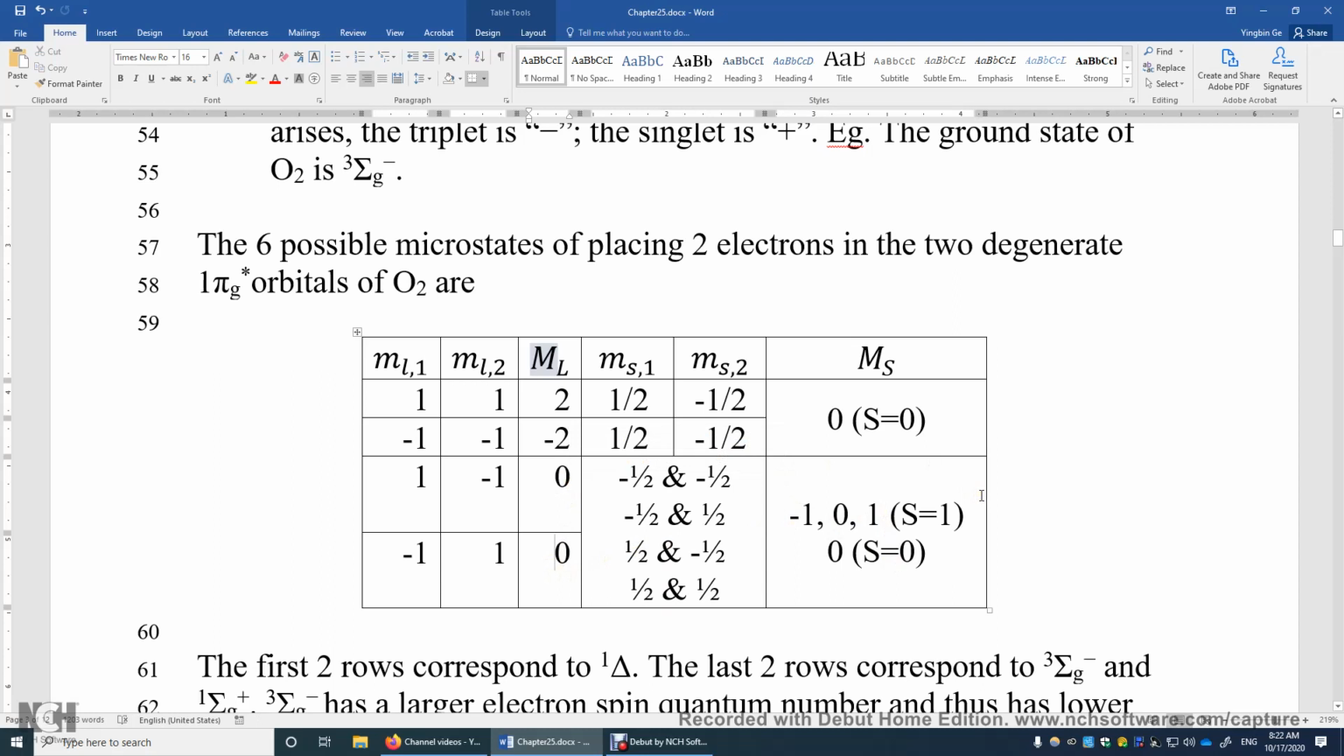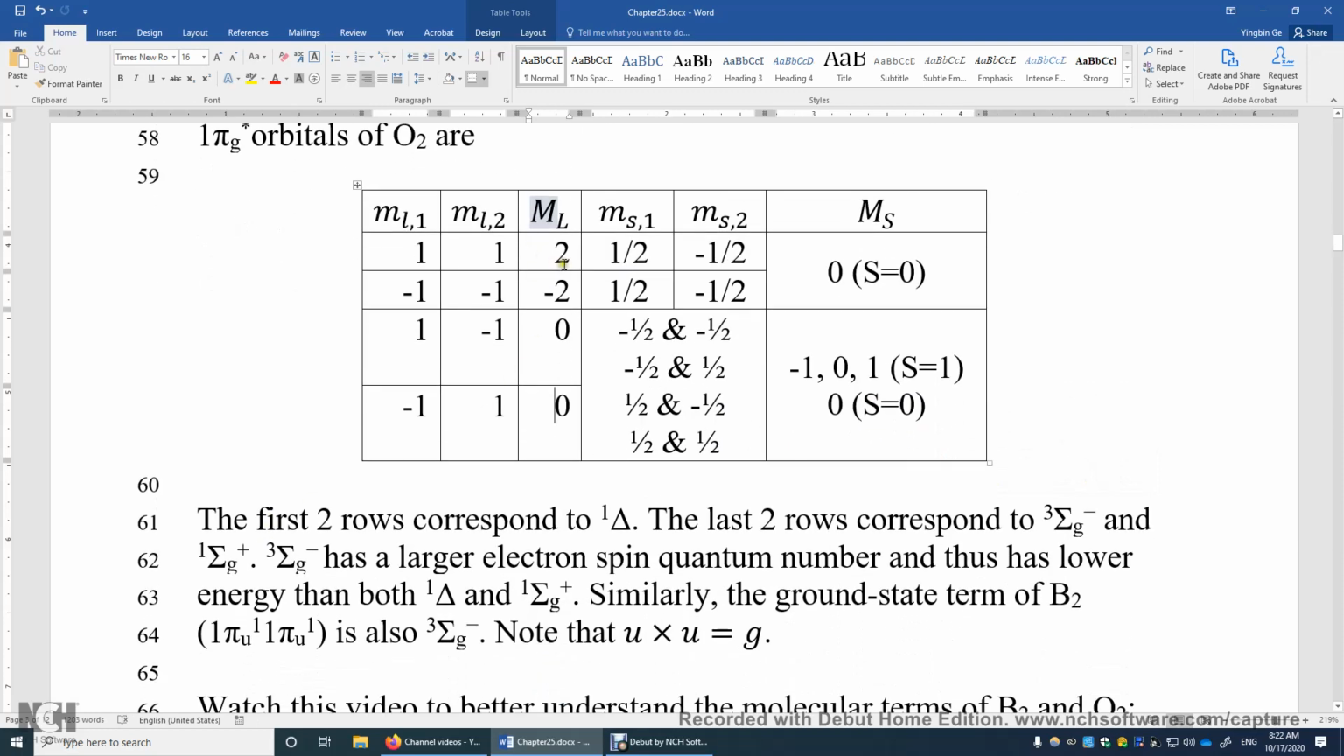So we have 3 molecular term symbols. In these 2 rows, you have L equals 2, S is 0. L is 0, S is 1. L is 0, S is 0. So the first 2 rows correspond to 1 delta. So why? When L is 2, the symbol is delta. Again, when L is 0, 1, 2, 3, the symbol is sigma, pi, delta, and phi. So when L is 2, this is delta. 2S plus 1: you have S equals 0, 2S plus 1 is 1. It's a singlet. It's a singlet delta.